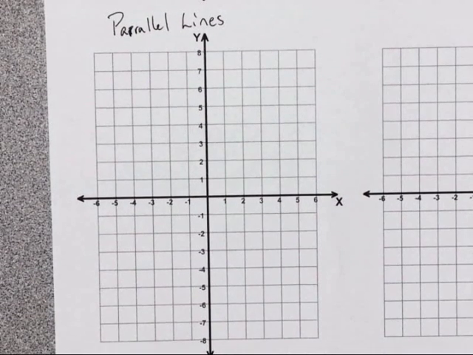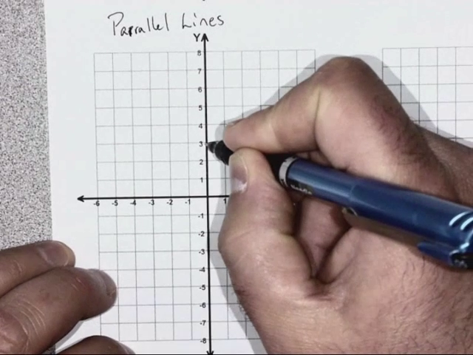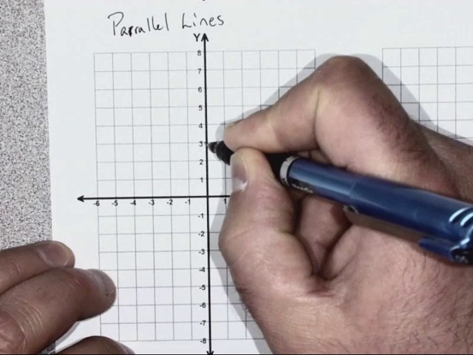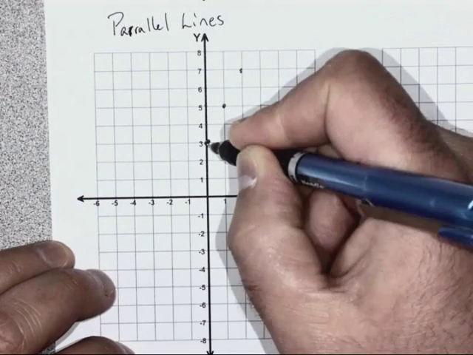So if two lines have the exact same slope, then they would be parallel lines. So an example of parallel lines would be something like this.